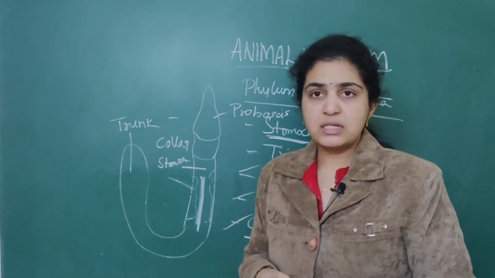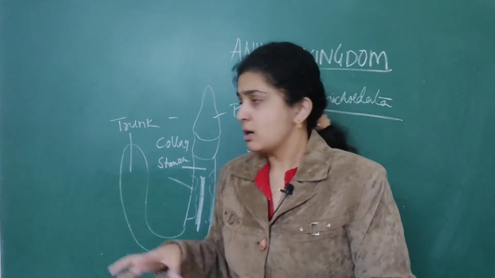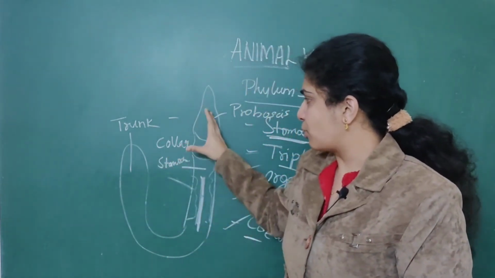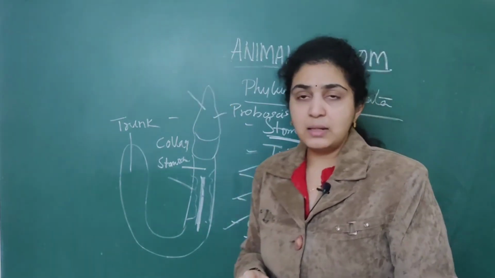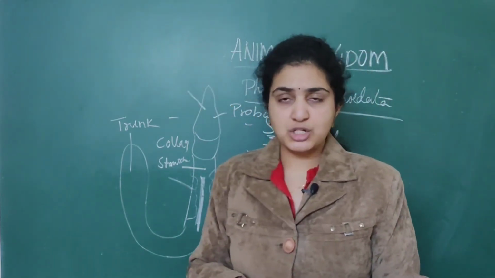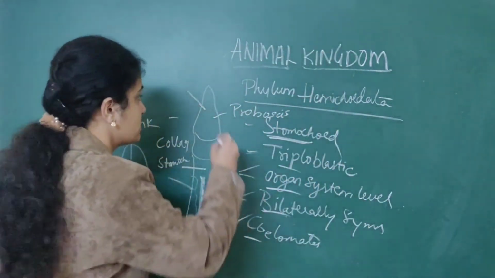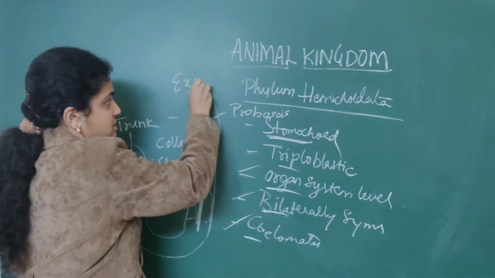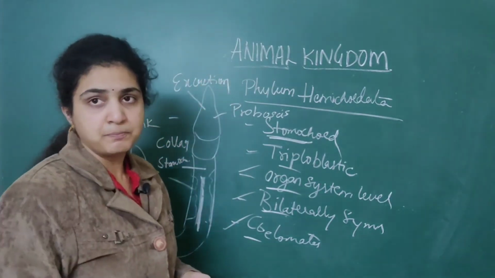So what is the use of the proboscis as well as the collar? The proboscis plays an important role in excretion. The excretory organ for hemichordates is nothing but the proboscis. It plays an important role in excretion.